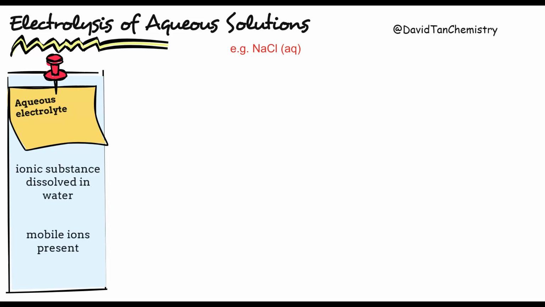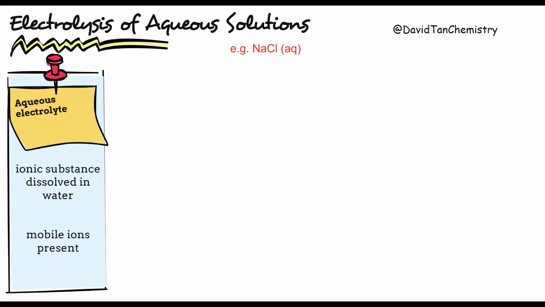The word aqueous means dissolved in water. When sodium chloride dissolves, its ionic lattice separates to form mobile Na+ ions and Cl- ions. Because these ions are free to move through the solution, aqueous sodium chloride can conduct electricity and undergo electrolysis. However, unlike a molten compound, the electrolyte now contains water as well as the dissolved ionic compound. This introduces additional possible electrode reactions.